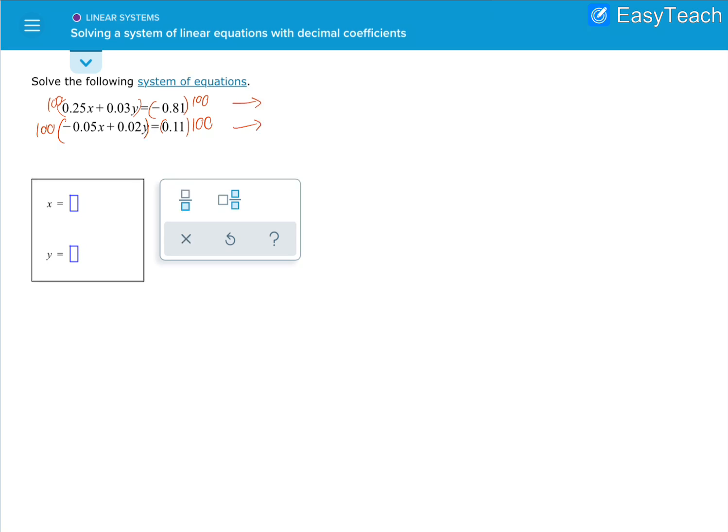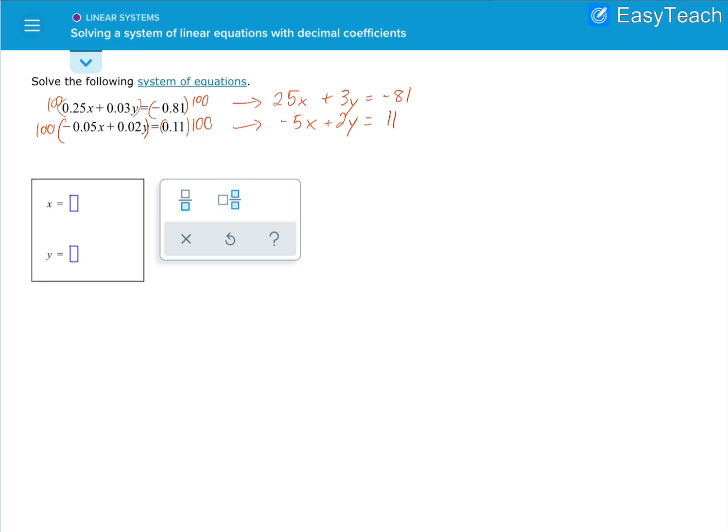Okay. So the top one turns into 25x plus 3y equals negative 81. And then the next one turns into negative 5x plus 2y equals 11. Okay. And then we have one of our normal systems. So this one looks like it's set up to easily do an elimination one because I have a 25x up here and a negative 5x there. So if I multiply this bottom piece by 5, I'll have a positive 25 and a negative 25.